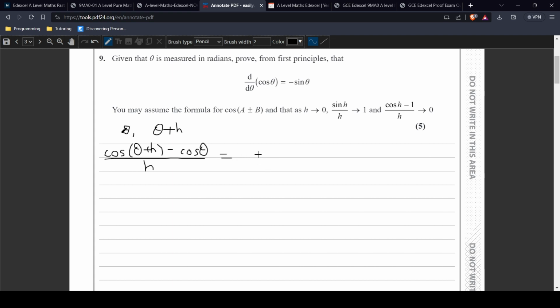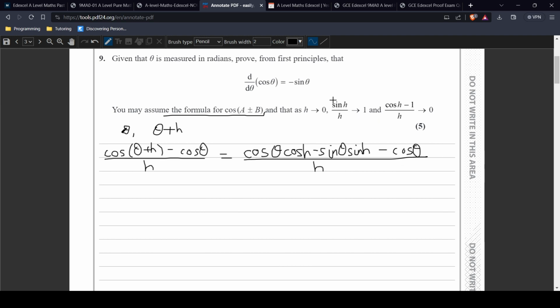Okay, now from here we're going to use the hint, which is you may assume the formula for cosine of a plus or minus b. So cosine of theta plus h is just cos theta cos h minus sine theta sine h, and we still have the minus cos theta on the top, all over h.